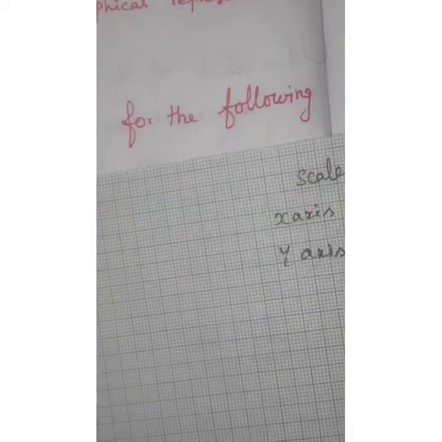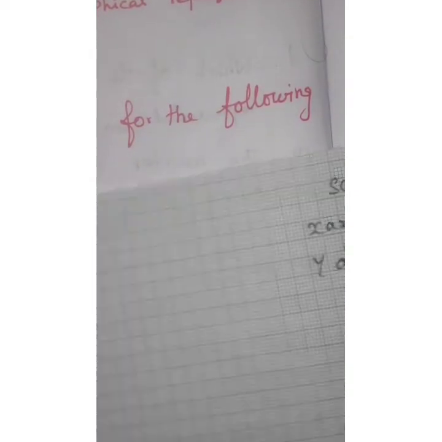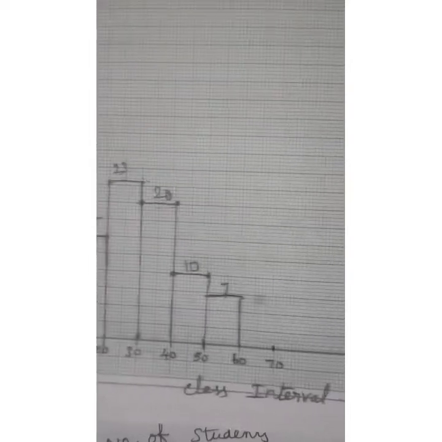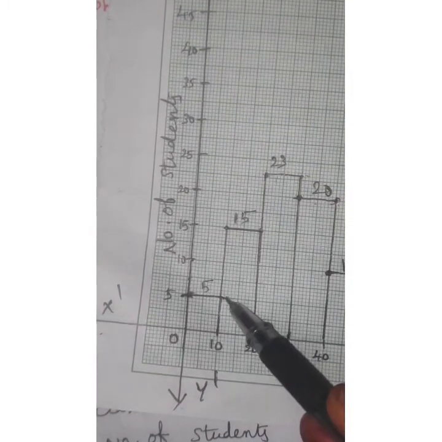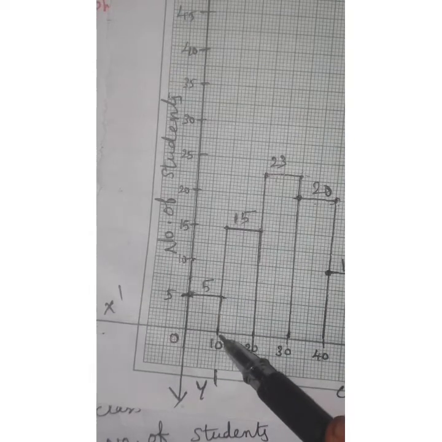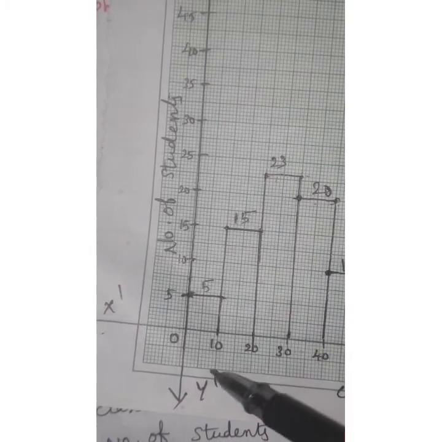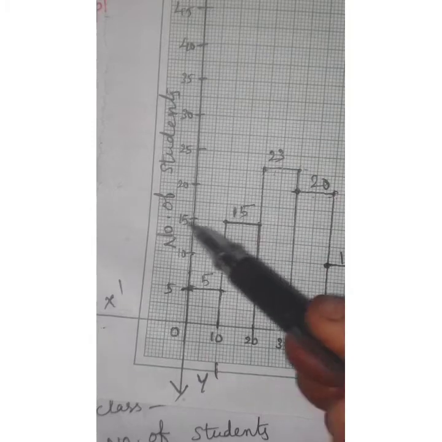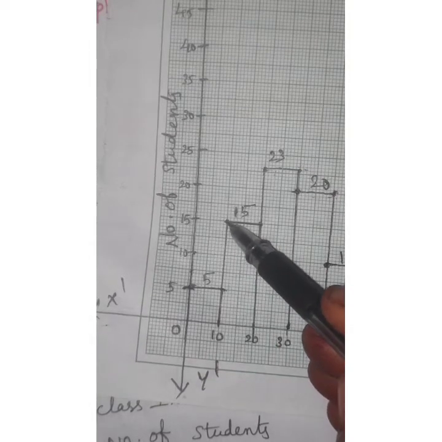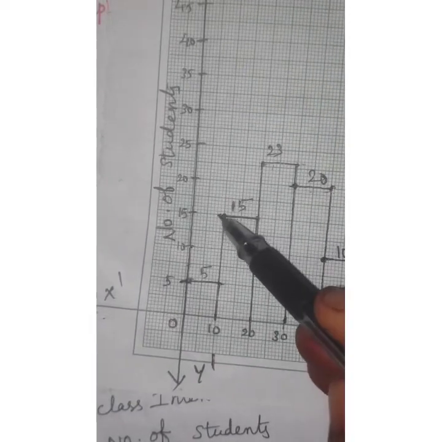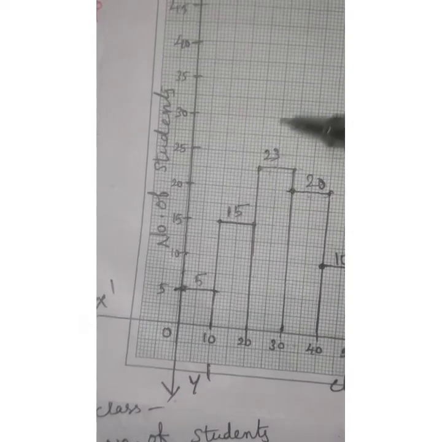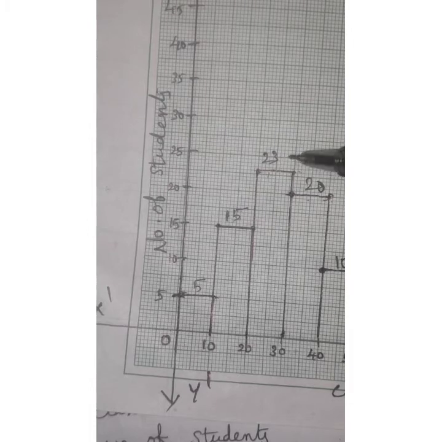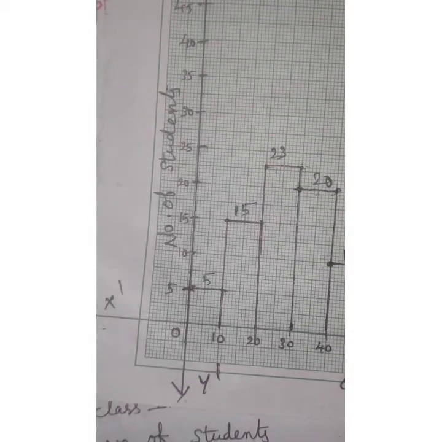First sum is completed. Any doubt? From 0 to 10, mark 5 straight above 0 and 5 straight above 10, and join the line. 0 to 10 is completed. For 10 to 20, it is 15. So at the 10 line, mark 15 here, and the two lines coincide at the point. Mark here also, join this line and draw the vertical line. For 20 to 30, mark 23, mark 23 at both, join this line and do the work.